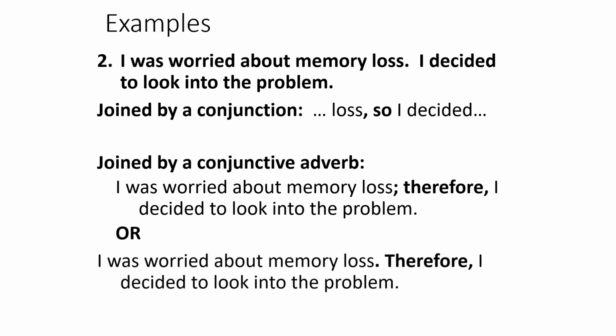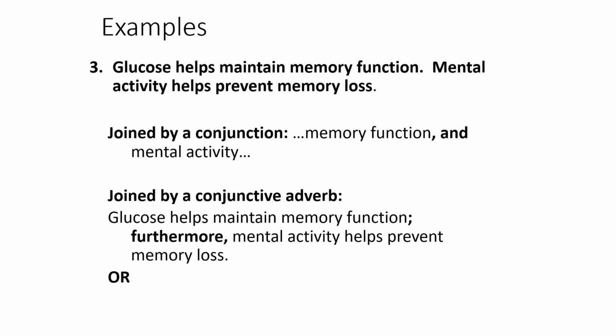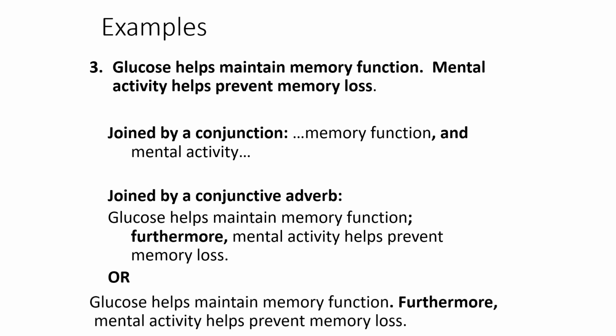A second punctuation possibility is as you see in these sentences. Here's a third example. Glucose helps maintain memory function. Mental activity helps prevent memory loss. We can join these two sentences with a conjunction using and, or with a conjunctive adverb, furthermore. Here's another sentence combination that uses the conjunctive adverb furthermore.